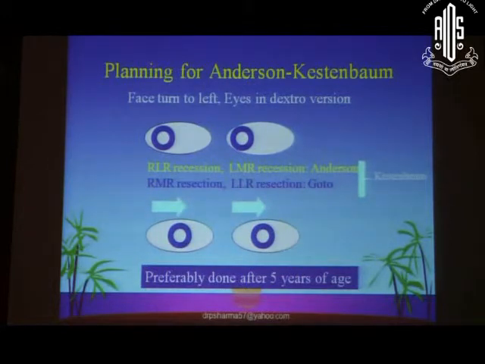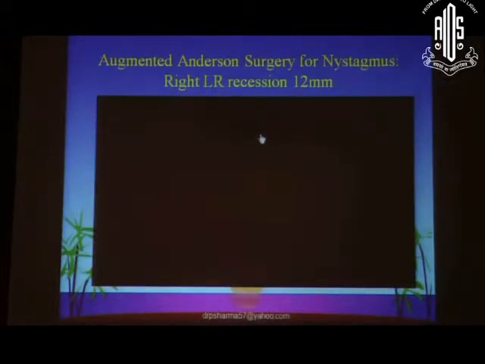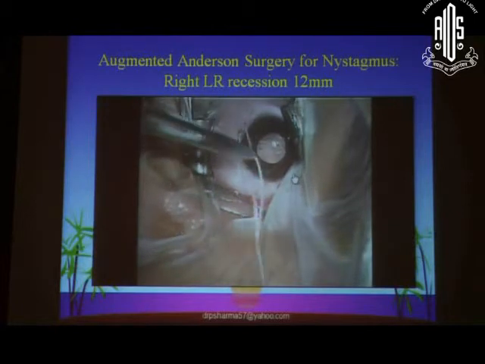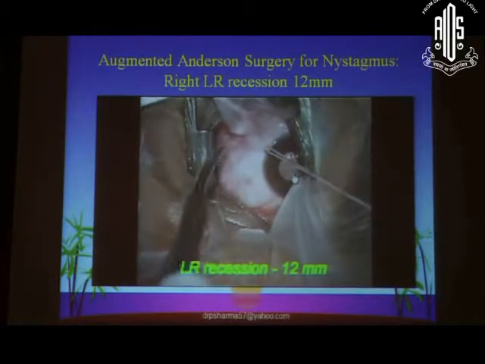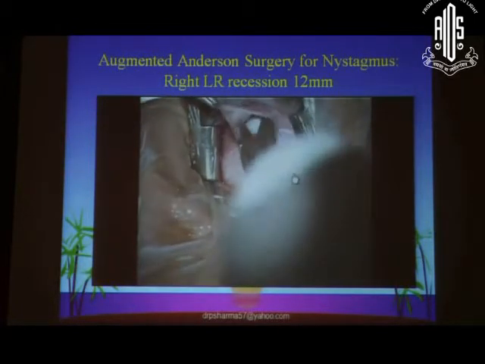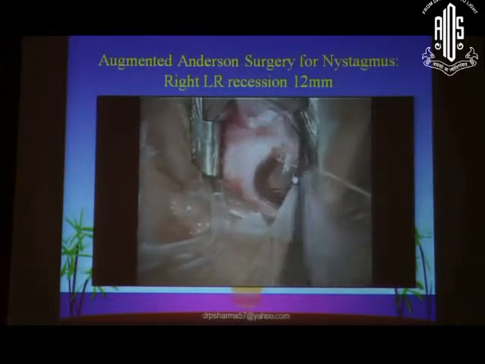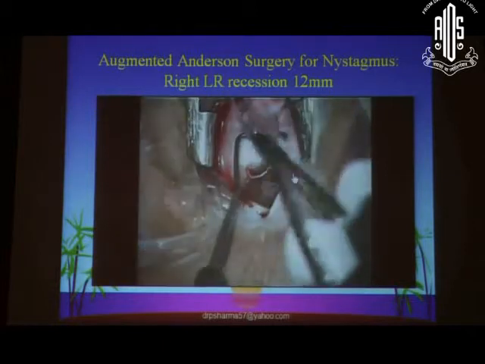And this is preferably done after 5 years of age, because we see that the nystagmus and head posture may keep on varying in about 4 or 5 years of age. So this surgery is better deferred in this case. The important thing is, in nystagmus surgery, we have to do larger amounts if you are doing Anderson's. For example, an LR recession of 12 mm from the insertion. So it's about 18 or 19 millimeters from the limbus.